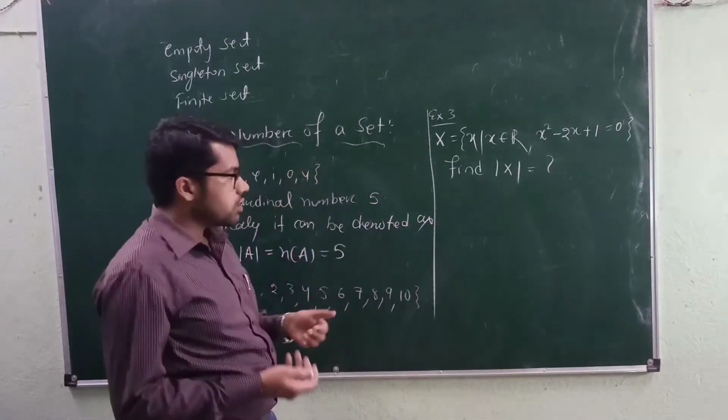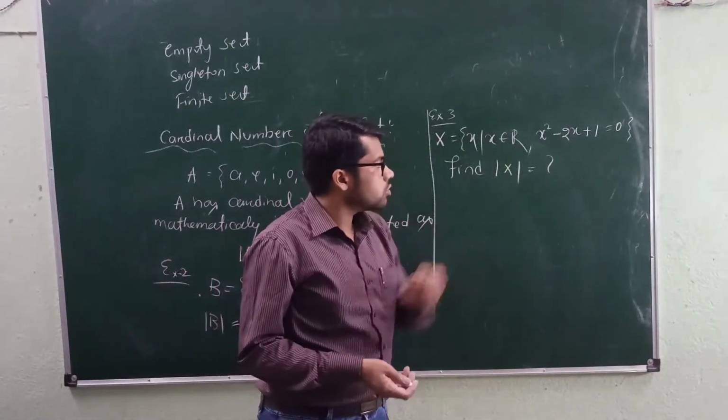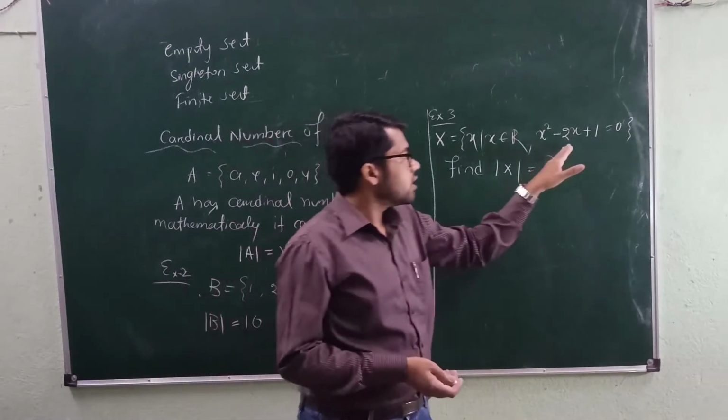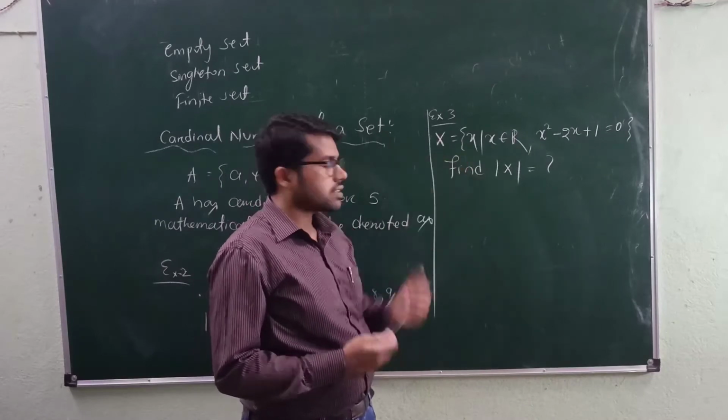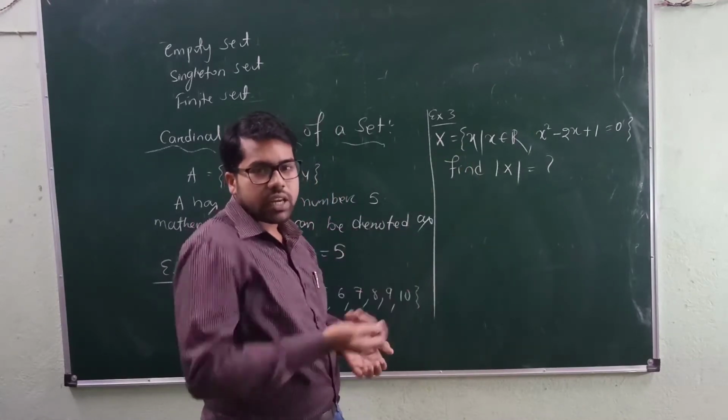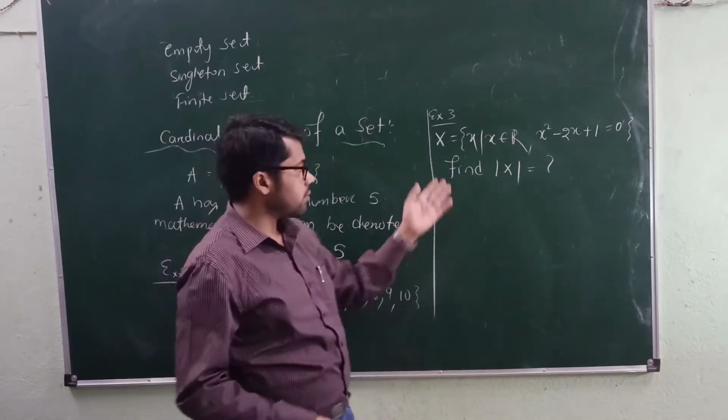So our first job is to find those values of x for which this LHS is equal to RHS. That means we have to write the set in listing format. Then only we will be able to count the number of elements that are present in the set.